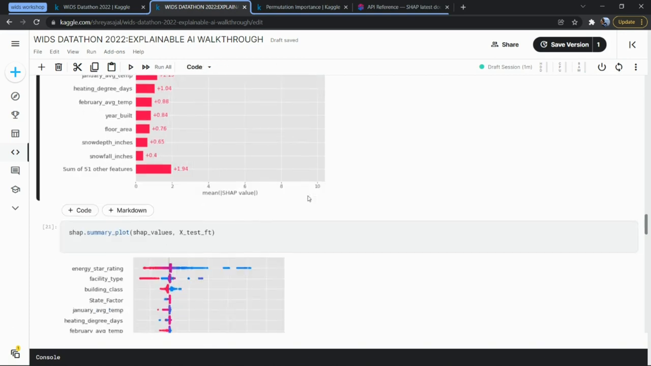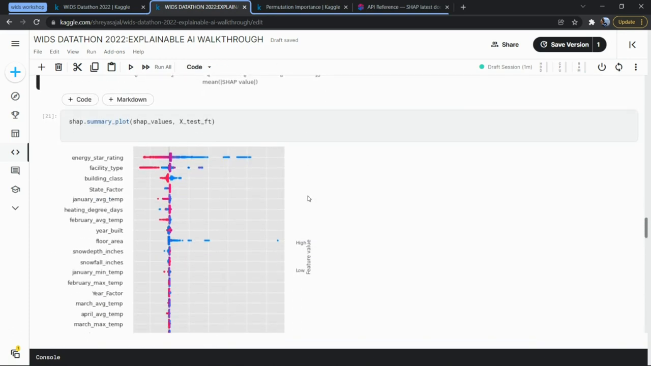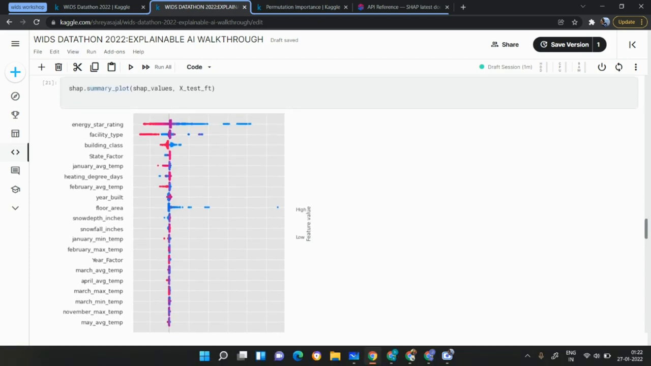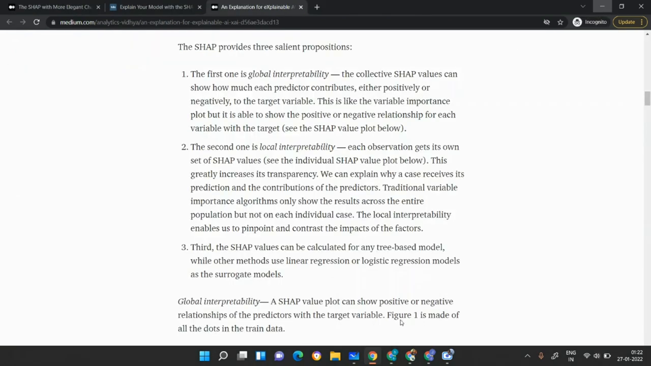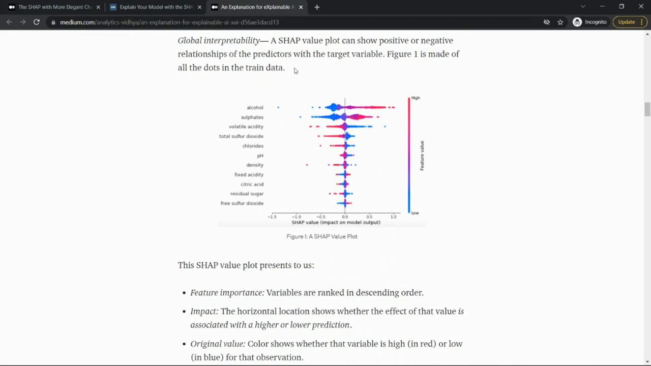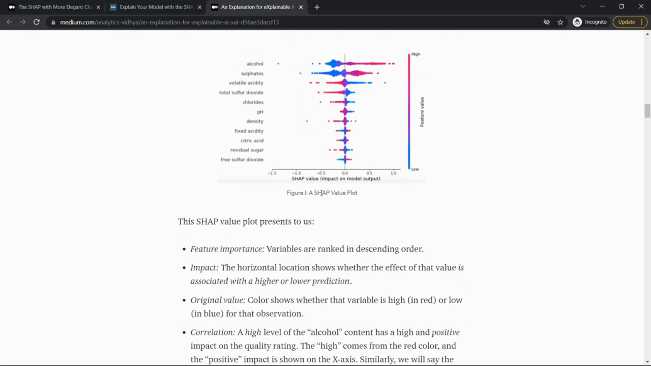Moving towards the summary plot, to understand it, again I will refer to a good blog on SHAP values. When you look at the summary plot, it is also for global interpretability. It shows you the positive or the negative relationships of the predictors with the target variable. It is made up of all the dots in the training data. The SHAP value plot represents the feature importance, with our variables ranked in descending order.